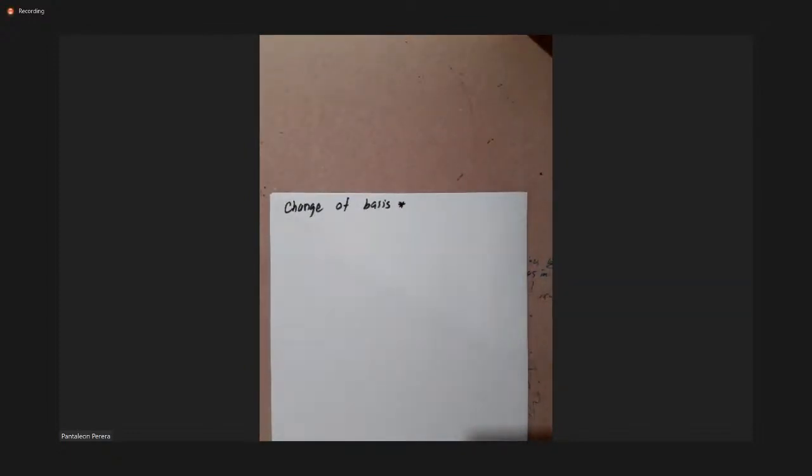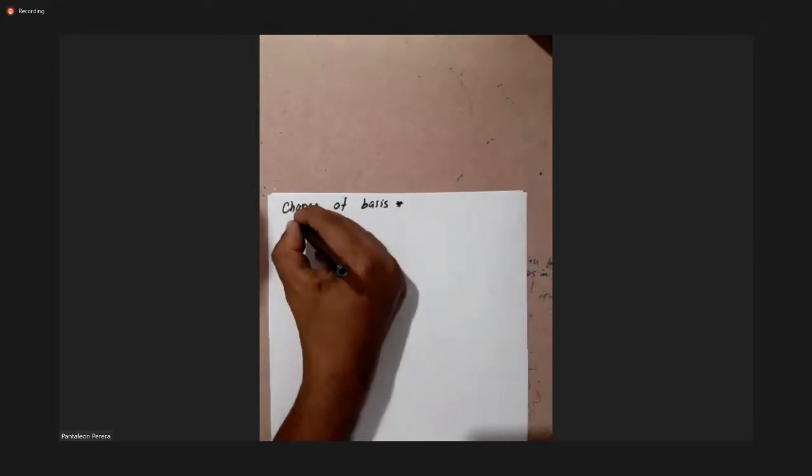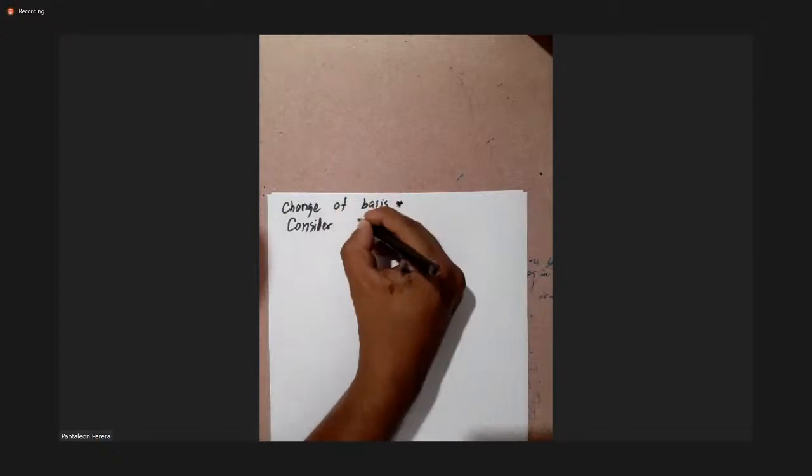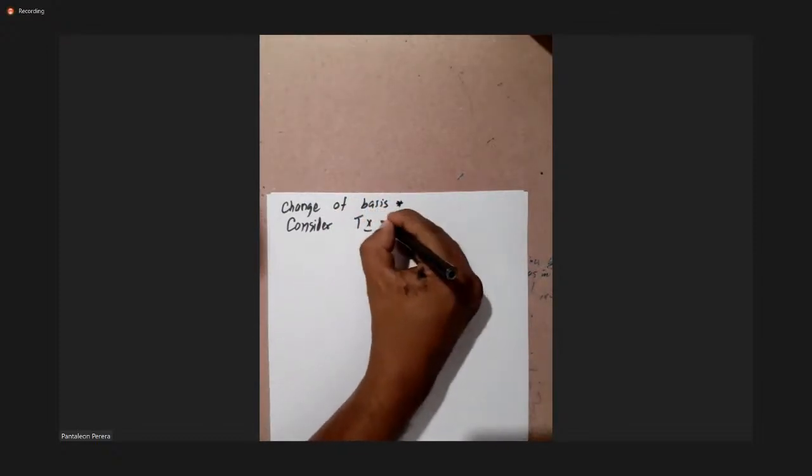What I want to do is something which goes hand in hand with the forthcoming chapters. If it is a little bit different from your notations, please go through that and get it corrected. Say you have a linear transformation like this. This is the matrix of the linear transformation.